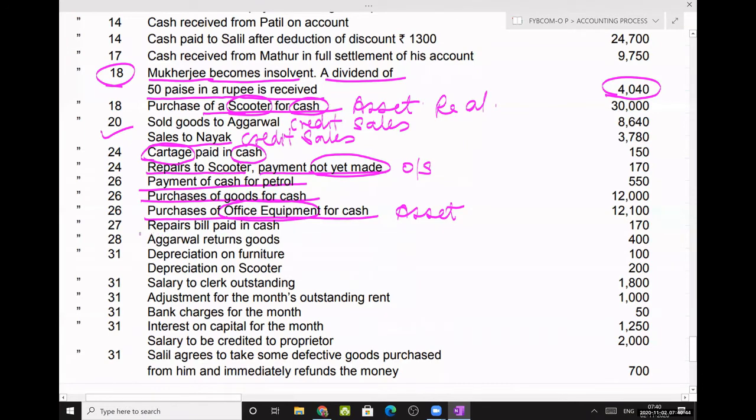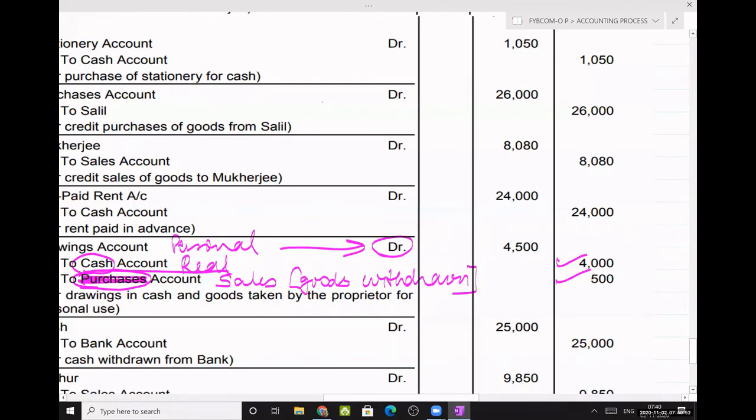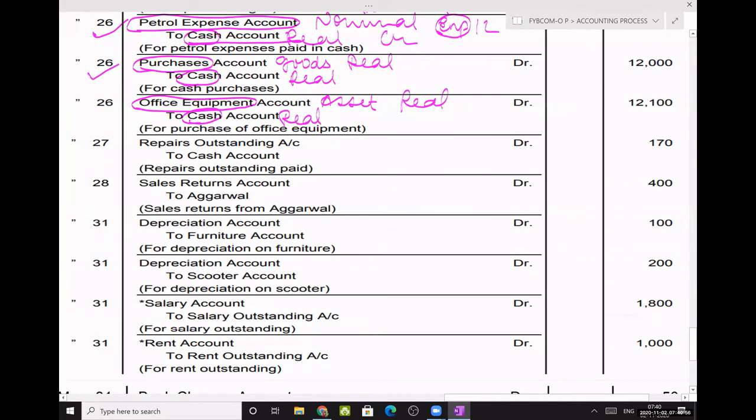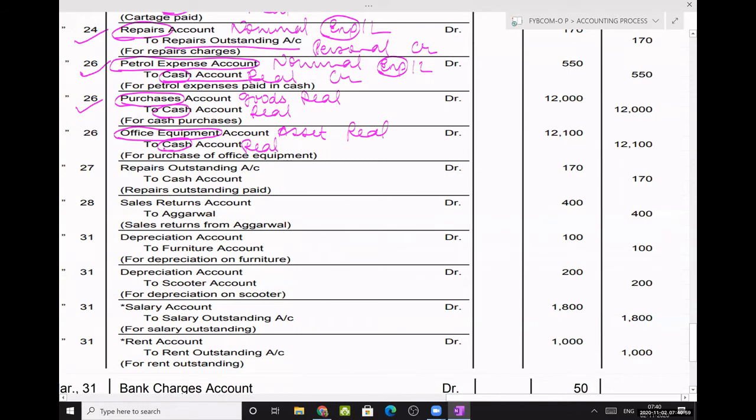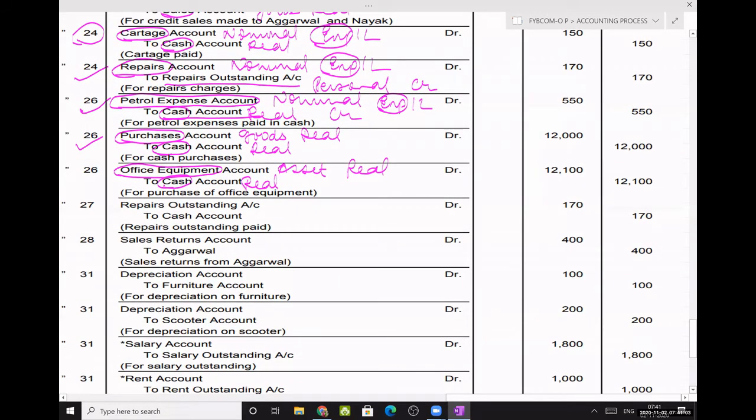Next, repairs bill paid in cash. Okay. So the two important elements are repairs and cash. Now see, this repairs on the 24th was outstanding, and you have now paid it. So repairs outstanding account debit to cash account. This was outstanding on the 24th, you have now paid it. This is a personal account. Debit the receiver. Cash, real account. Credit what goes out.